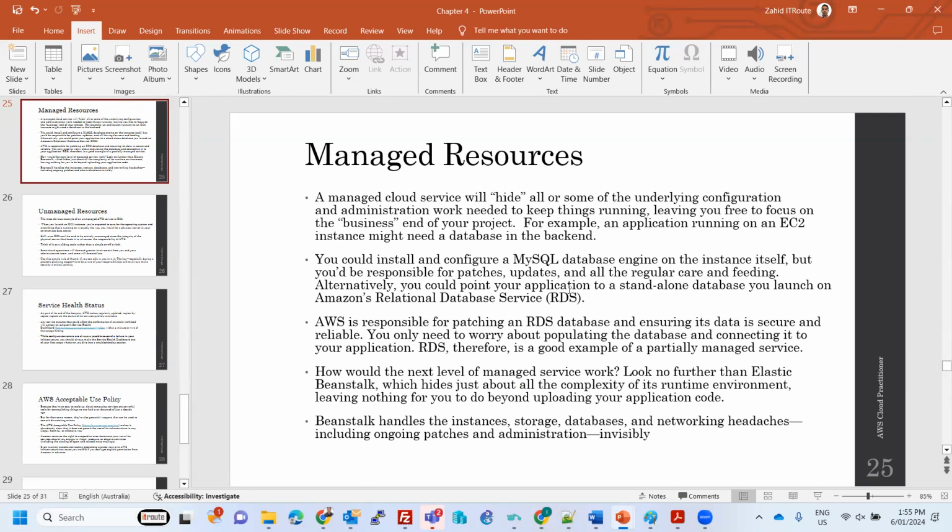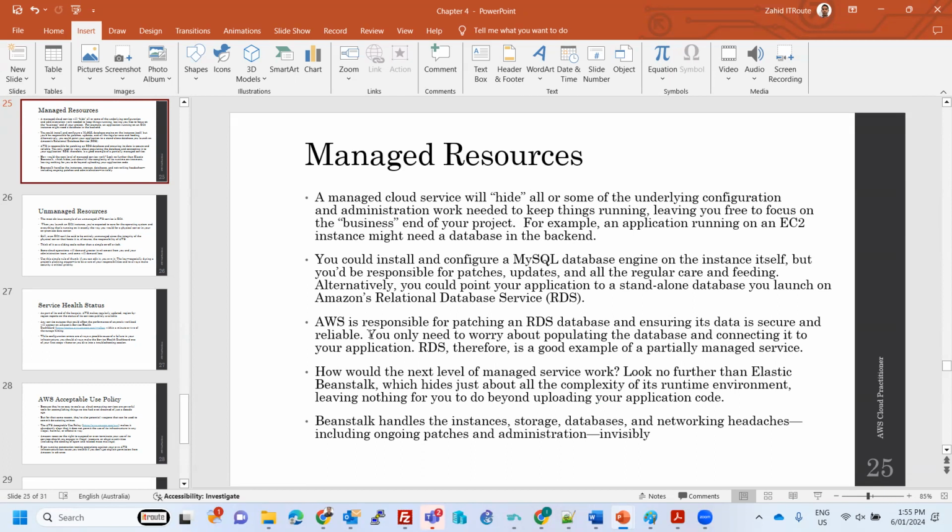Alternatively, you could point your applications to a standalone database you launch on Amazon's Relational Database Service, RDS. AWS is responsible for patching an RDS database and ensuring its data is secure and reliable. You only need to worry about populating the database and connecting it to your applications. RDS, therefore, is a good example of a partial managed service.